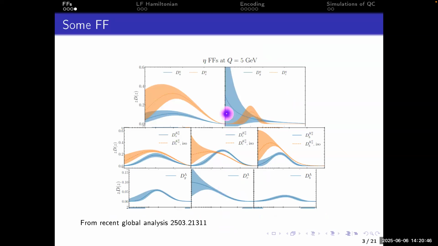And we see here some examples of fragmentation functions that are obtained with a recent global fit. We see that in the low z region we have huge uncertainties for some fragmentation functions, for example for the kaon coming from a b quark, also for the eta meson coming from gluons. So we see that we need to improve this. And the idea is to try to calculate this on a quantum computer, which is, of course, not easy.